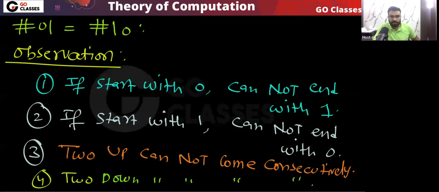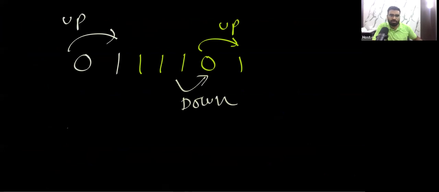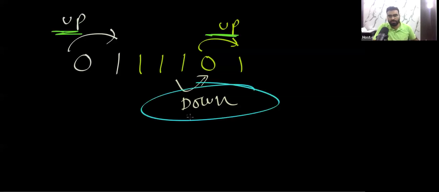Because remember, is it possible that 2 up can come simultaneously? See, this is an up. Can you bring another up after this up, without any down? No, there is a down here. Yes or no? Is this clear? This is what I'm saying, that 2 up cannot come simultaneously. There will be a down in between.